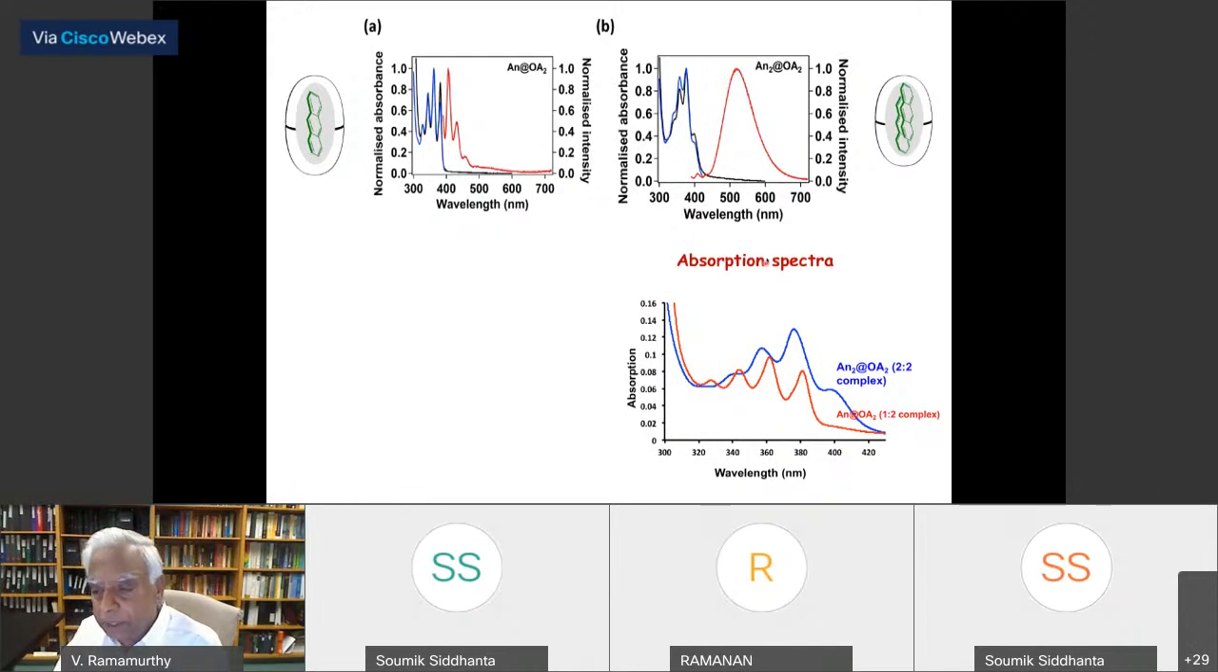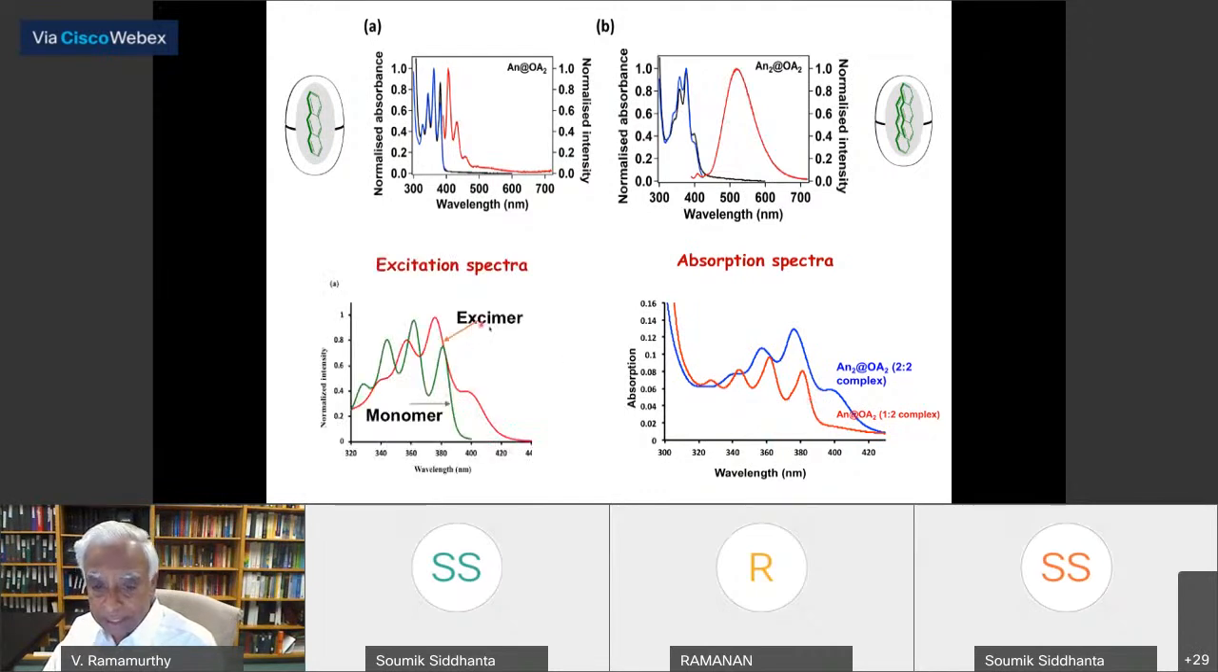So here, this is the absorption spectrum of this complex, and this is the excitation spectrum of the complex. This is the absorption spectrum of the other complex, and they are not identical. And then if you take the excimer excitation spectrum, for people who may not know what I'm talking about, the excitation spectrum is somewhat equivalent to absorption. So the excimer excitation and the absorption are identical. So it's the same anthracene, but it has two different absorption spectra depending upon where it is. If it is with another anthracene, its absorption spectrum looks like this.